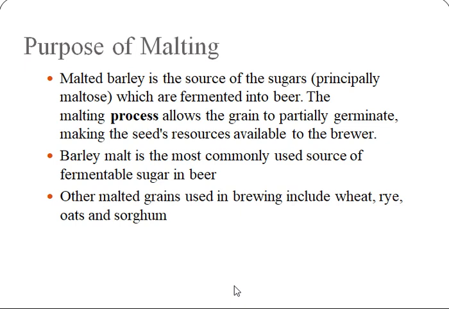The malting process allows the grain to partially germinate, making the seed's resources available to the brewer. Barley malt is the most commonly used source of fermentable sugars in beer. If I tell you the production process of beer, first of all we do the malting of the grains, and after the production of malt, we do its fermentation. So malting is the basic step.